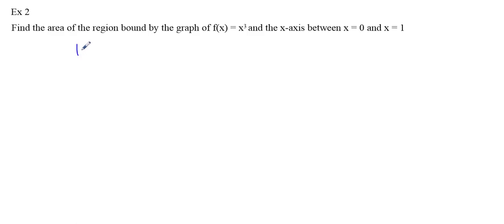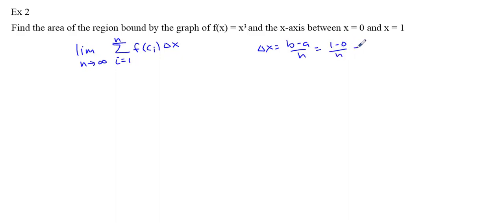I know this is the limit as n goes to infinity of the sum i equals 1 to n f of c sub i times delta x. We defined what delta x was. Again, that was b minus a over n. b is 1, a is 0, so 1 over n. Okay, c sub i, we defined as a plus delta x times i. So that would be 0 plus 1 over n times i.